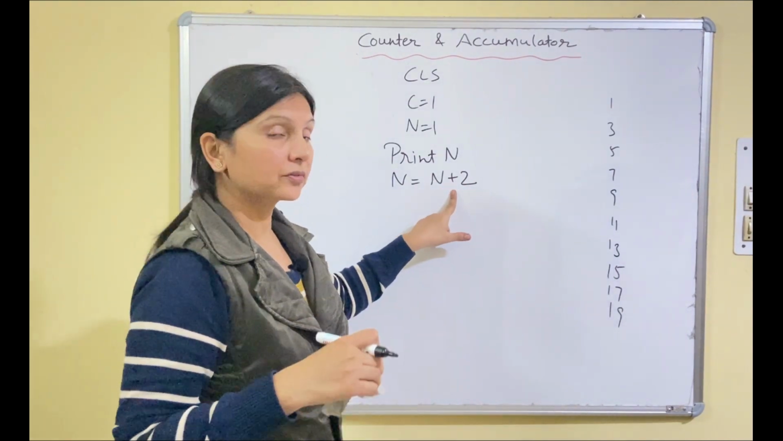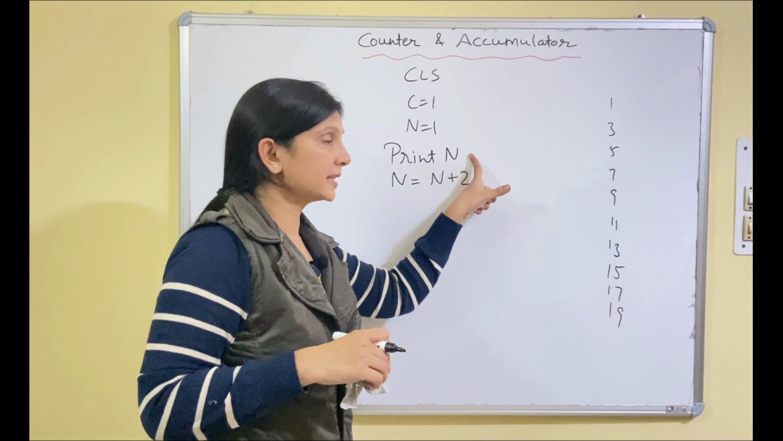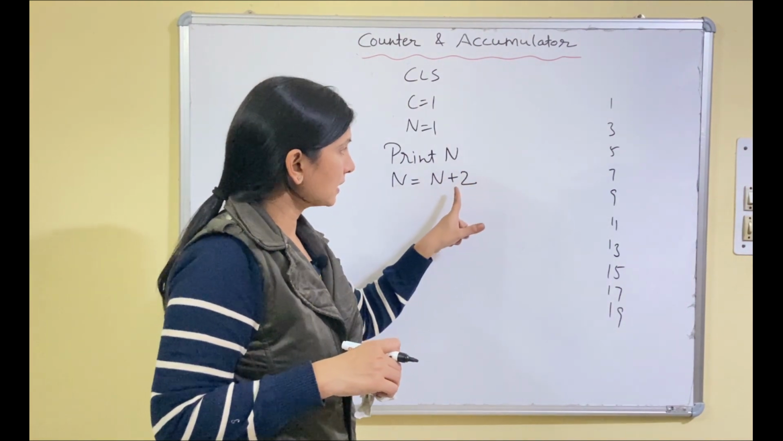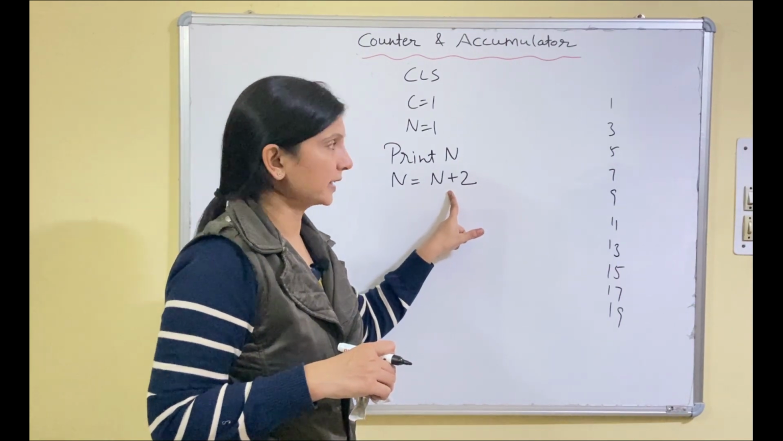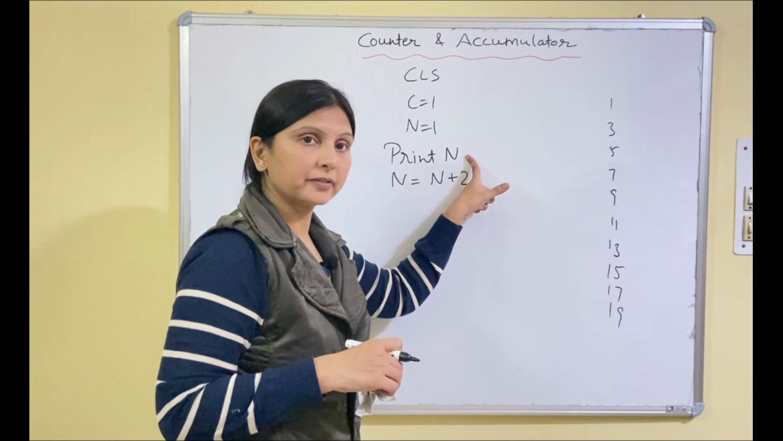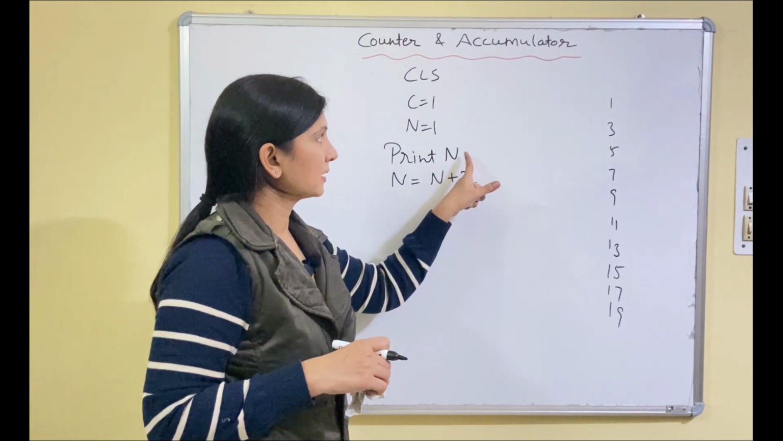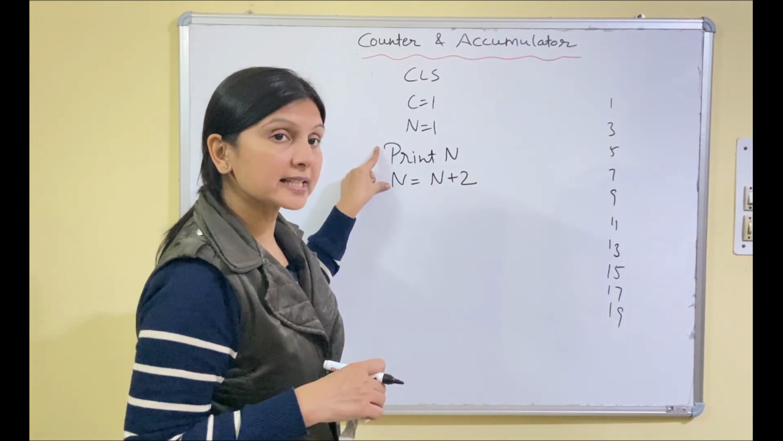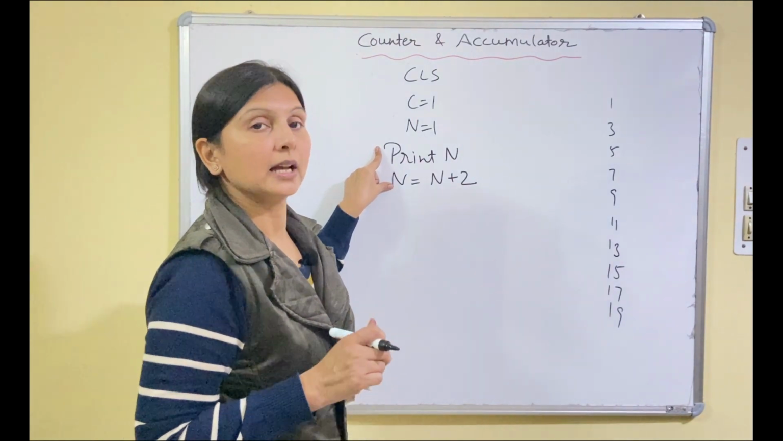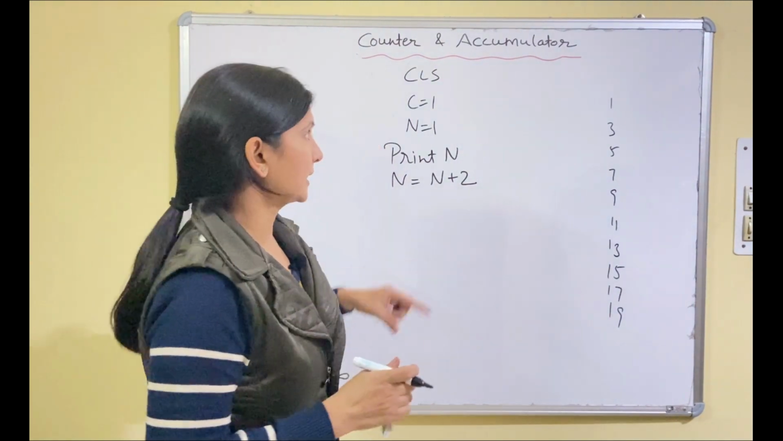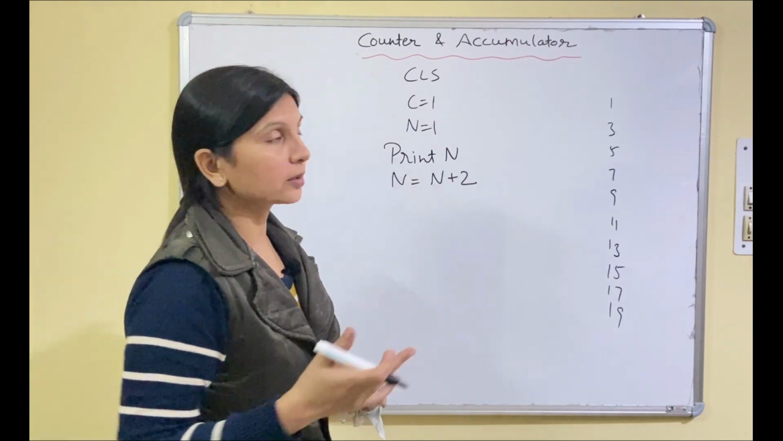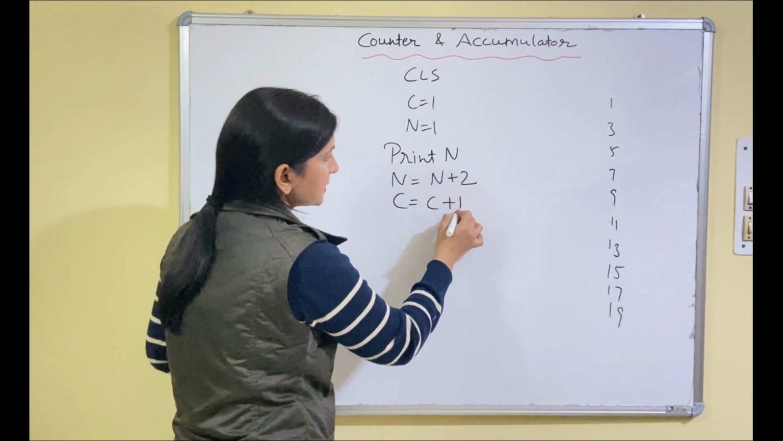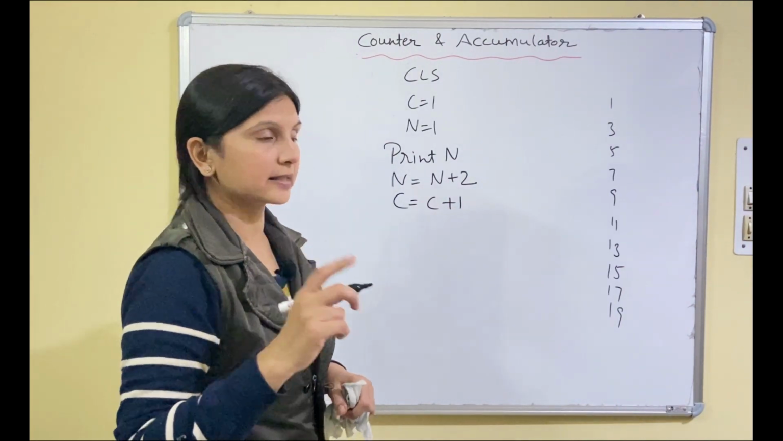Now I get 3. But again I want to repeat this. Display print n. Again this 3 plus 2, 5. Again display 5. 5 plus 2, 7. Display 7. So I want to keep on repeating these two statements. How many times? 10 times. And who will keep the record? C. So I am writing C equals to C plus 1. Same 3 statements we always write.